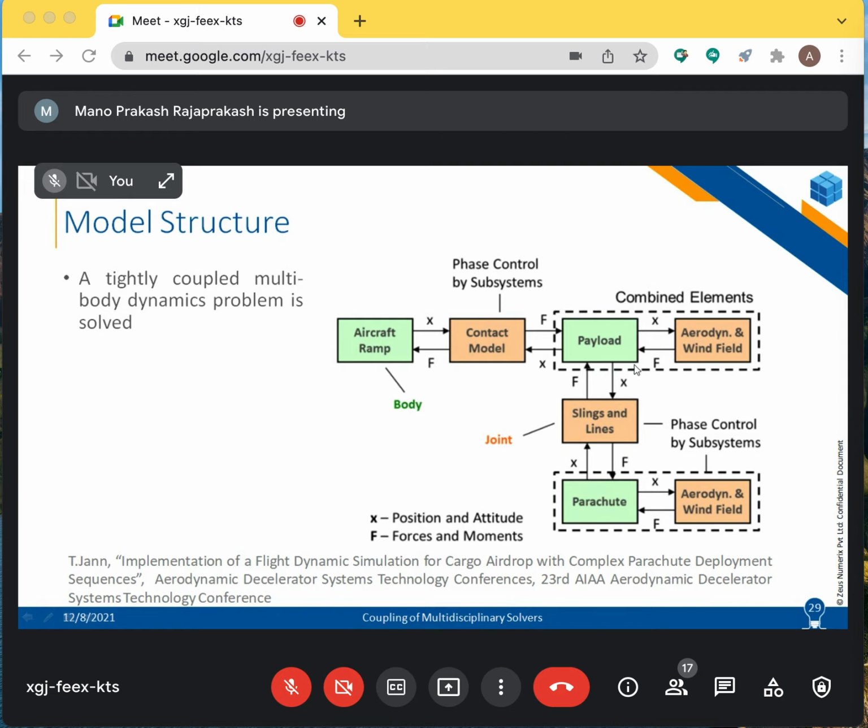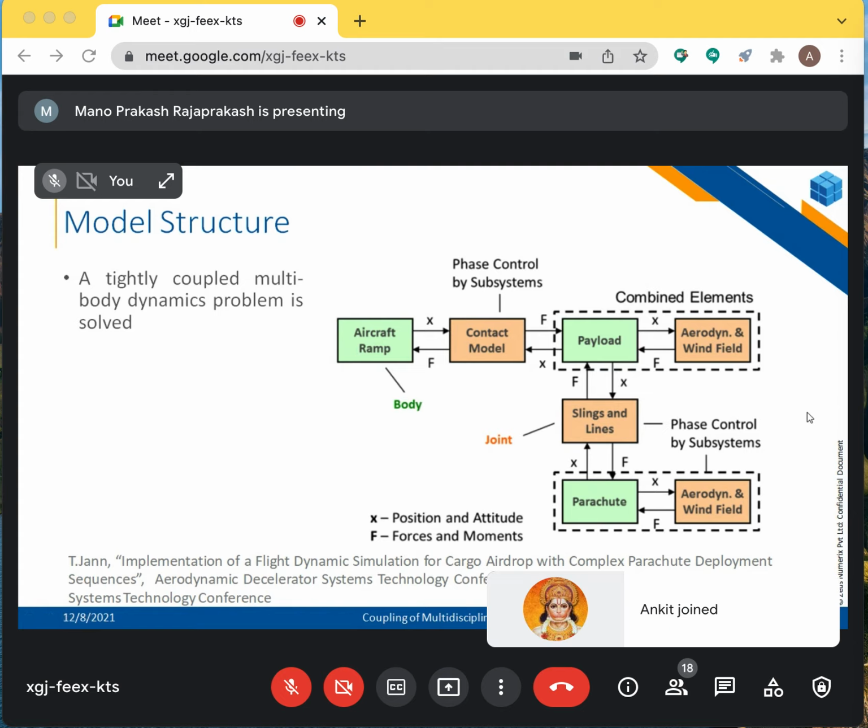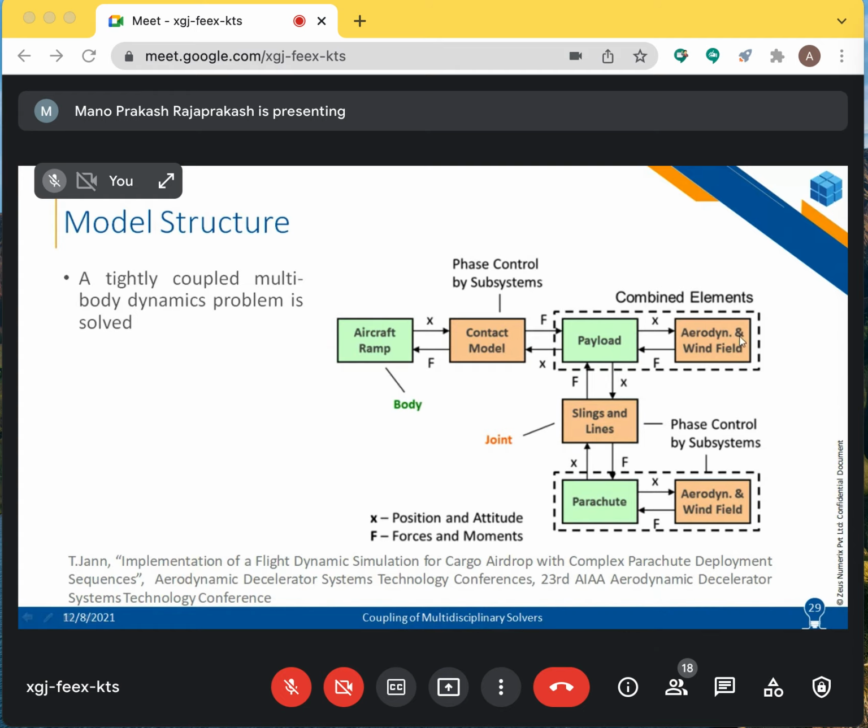Say, for example, I have one payload and one parachute. For either a parachute or a payload, I'm going to have one aerodynamic module and one wind module. The module remains the same. It really doesn't matter whether it is a payload or a parachute. Once I make a module ready, it should be generic enough to cater to the requirements of both payload and parachute. Payload is just a rigid body aerodynamic module. It's a rigid body, and its reference area is not going to change.